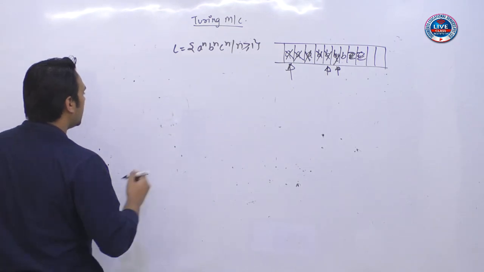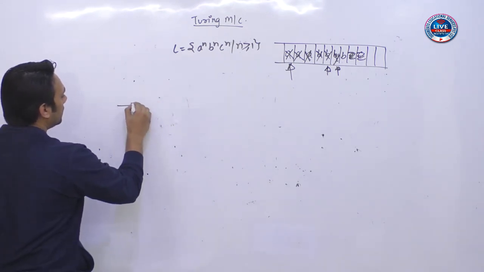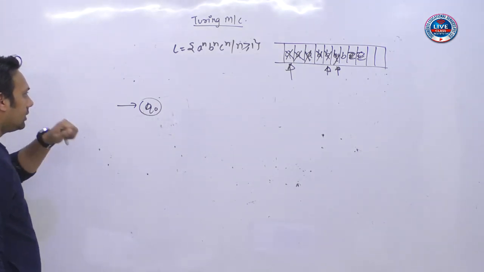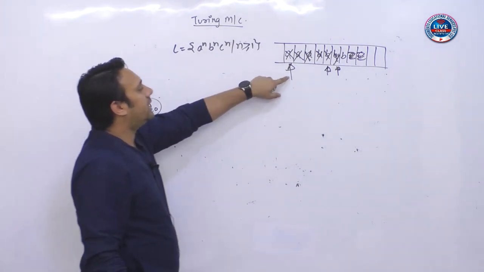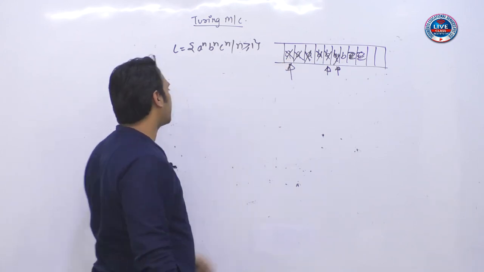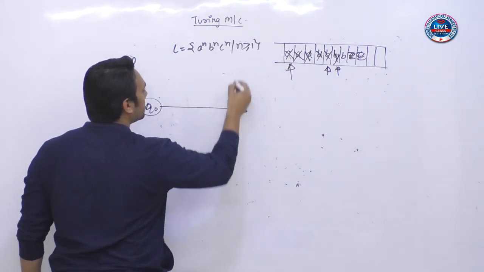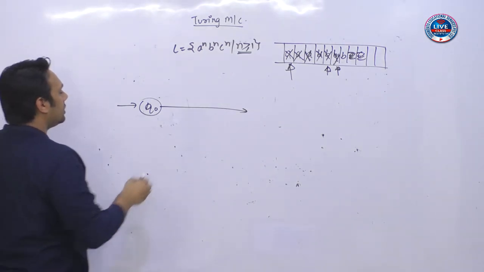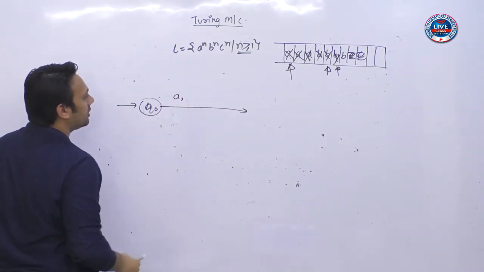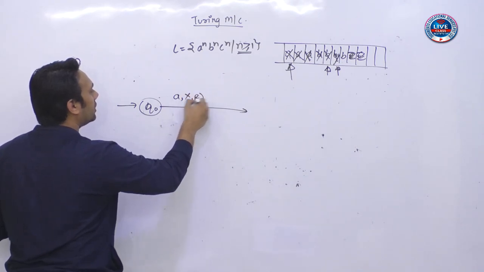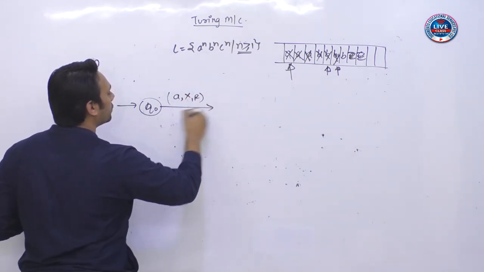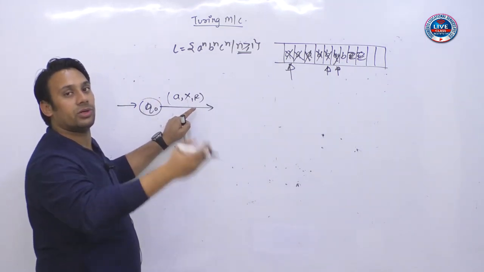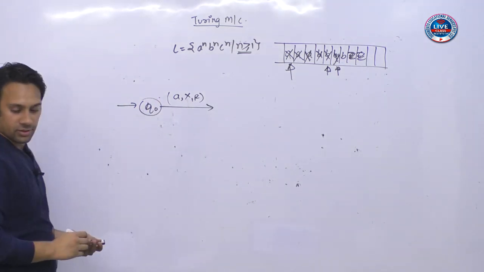So let me show you how we can create a diagram for this. This is your initial state, let me call it q naught. In the beginning, the read head will be at the first position of the string. Because n is greater than or equal to 1, at least one a should be there. So in the beginning, if I see an a, I will mark it as x and go to the right direction. R represents going to the right direction, L represents going to the left direction, okay?